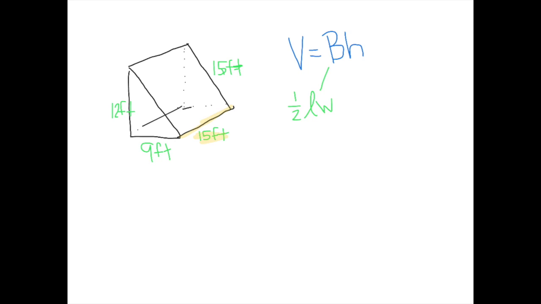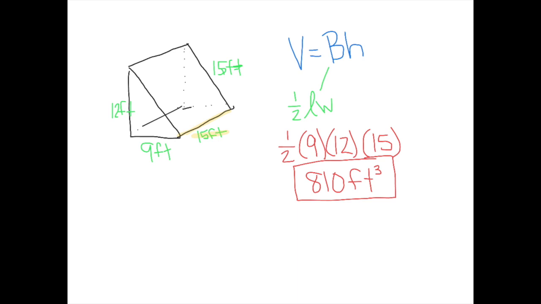Then I am going to plug in the numbers for the area of my triangle, so the numbers that form that right angle, which are 9 and 12, and then my height between the bases, which going from one triangle to the other is 15 feet. Once I plug those in, I multiply straight across, and remember that your unit on volume is always cubed.